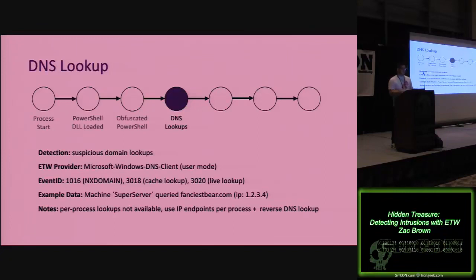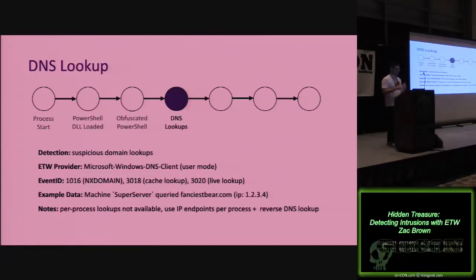It's for NX domain. And so that's something that's useful when you're trying to identify malware that is doing domain name generation and expecting a particular domain to have been created on Tuesday the 5th at 3 p.m. And so you'll get back an NX domain when that domain does not exist in the resolver, or in the resolution. So example data: machine, super server, queried fanciestbear.com, and the response was 1.2.3.4. Some notes about DNS lookup.